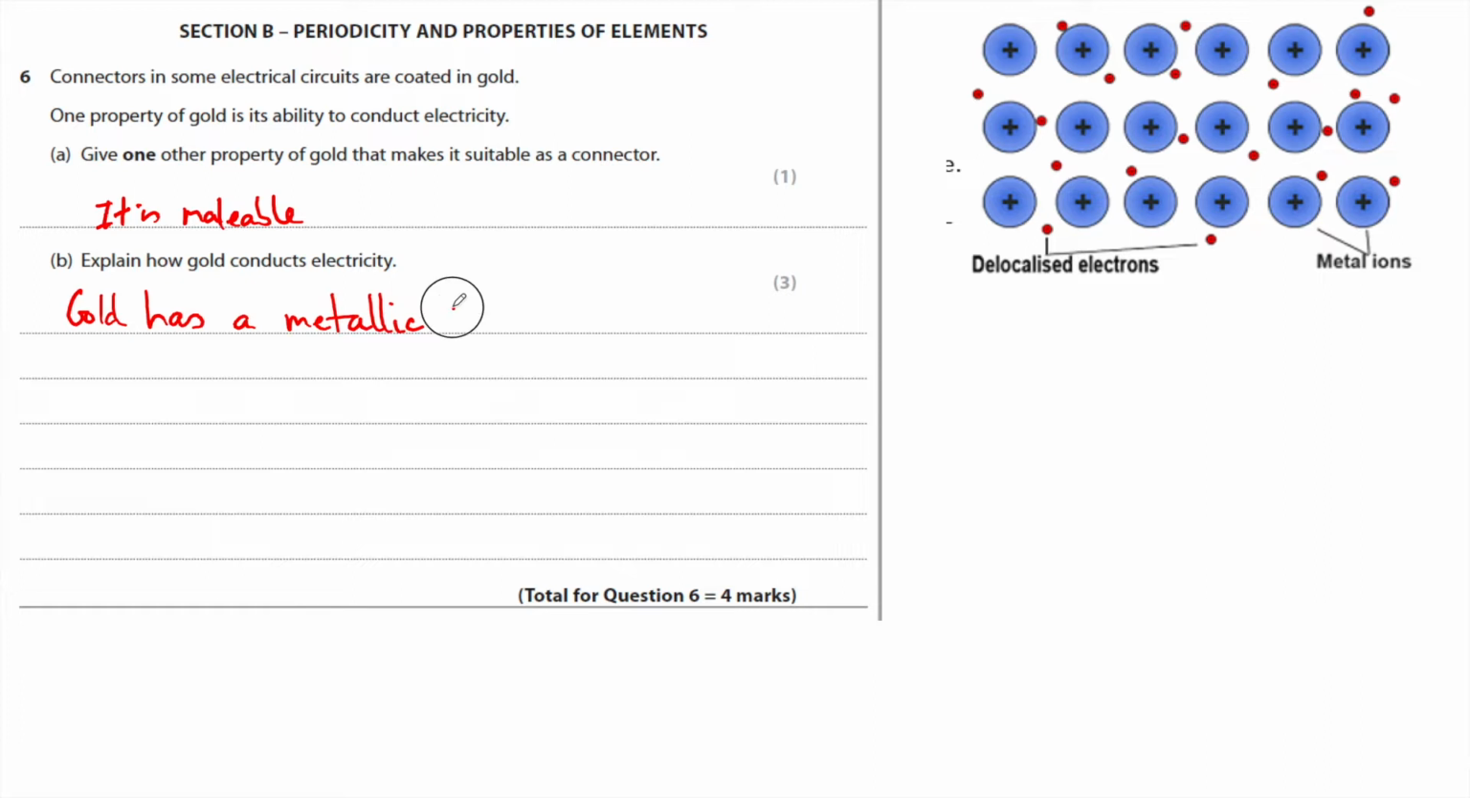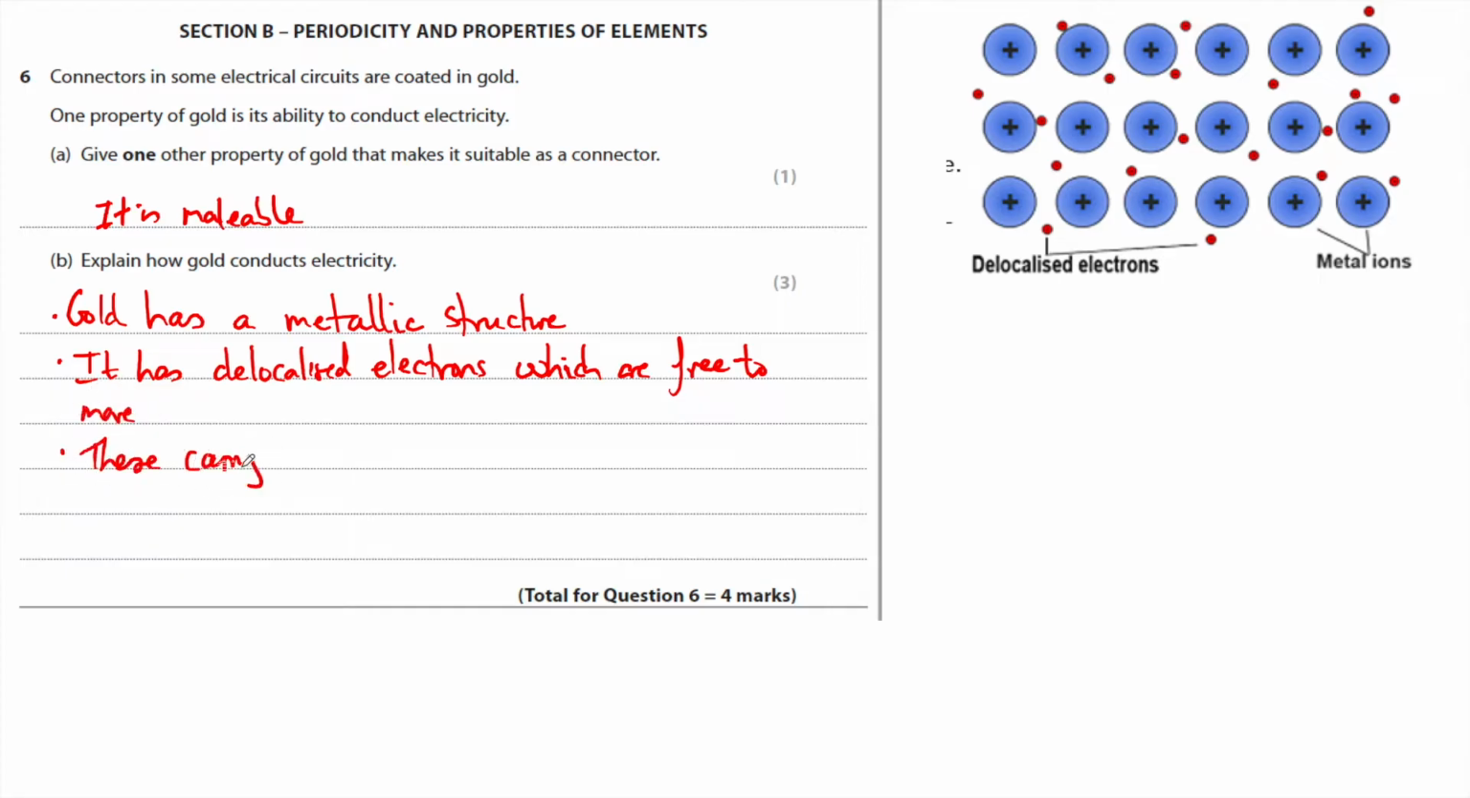Gold has a metallic structure. It has delocalized electrons which are free to move. These carry charge. The flow of charge is current.